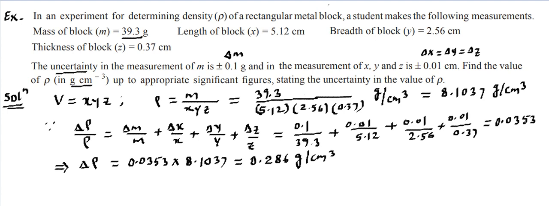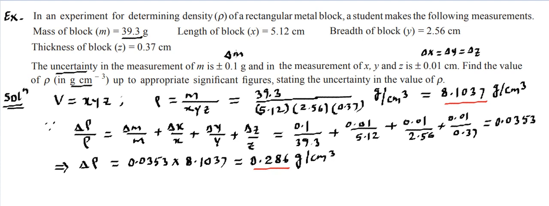Now we have calculated a lot of things. We have calculated the rho value, and the rho value came out to be this number. And here we have calculated the delta rho, that is the error, that has come out to be this number. Now we will be writing them in appropriate significant figures. The number of significant figures of delta rho, that means the error in rho, has to be decided by looking at the errors of the involved quantities. Delta m has a 0.1 value, whereas delta x, delta y, delta z have a 0.01 value.